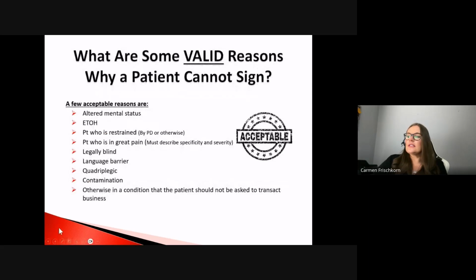So here is a list of some reasons. This is obviously not an end-all be-all list, but these are just some categories of reasons that are valid and can be counted as why the patient is unable to sign. So altered mental status is absolutely valid. It just needs to be supported by the rest of your documentation. ETOH is valid. Patient restrained by the police or otherwise.